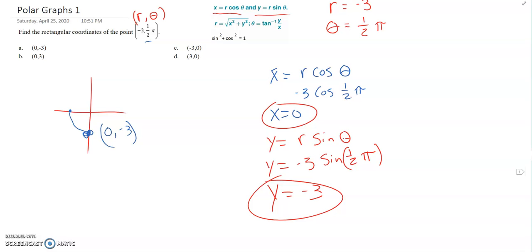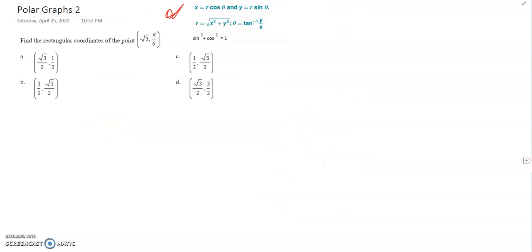All right, for the second one, it says find the rectangular coordinates for the point. Looks like the exact same thing we just did. We need to convert these. This one is a little bit uglier because of where this is at in the degree measurement. It doesn't happen to land exactly on a grid line. We could get an idea though.